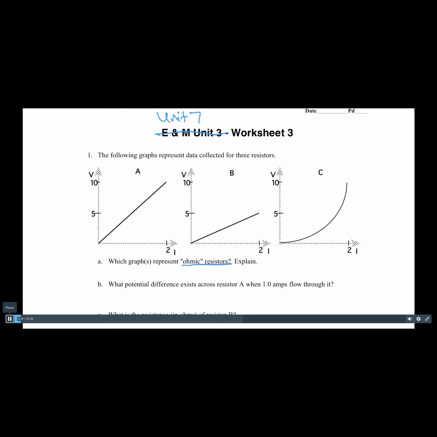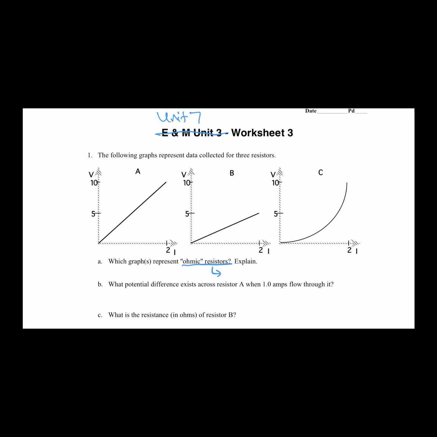When it talks about ohmic resistors, what we're talking about is that there needs to be a direct proportionality between current and voltage. So what we're looking for here is a constant slope, so that we can say that voltage equals current times a constant resistance. A and B follow that. C does not, because we can see that the slope is changing, which would mean that it has a lower resistance in the beginning and a higher resistance for higher currents. There are some things that act like this.